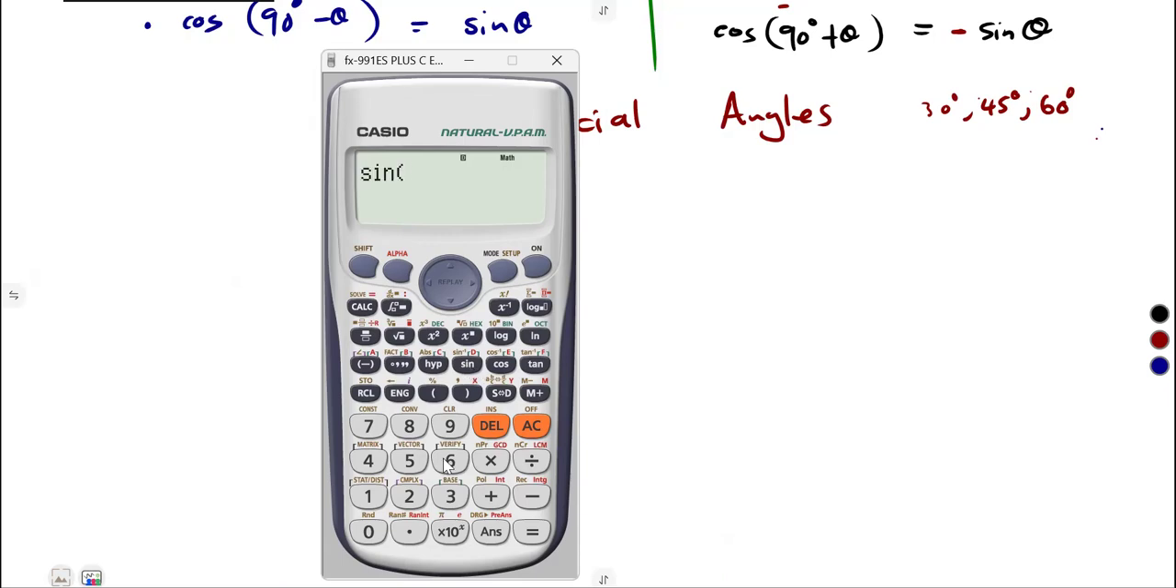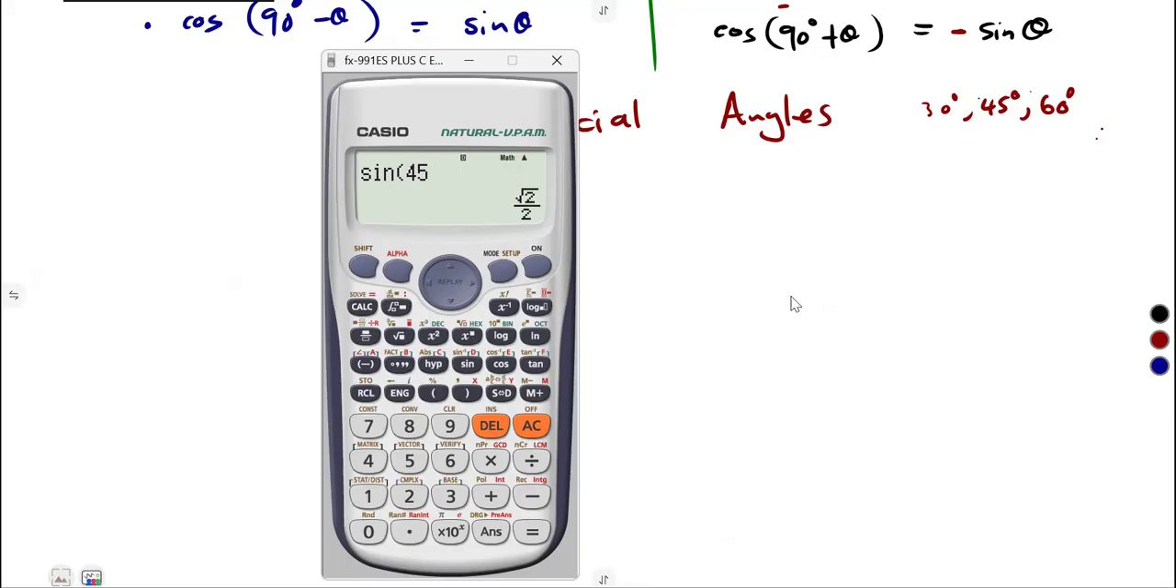Let's say the sine of 60 degrees, it's square root of 3 over 2. All right, this one is okay. I want something where we're going to have to rationalize, like the sine of 45 degrees. The sine of 45 degrees is square root of 2 over 2.